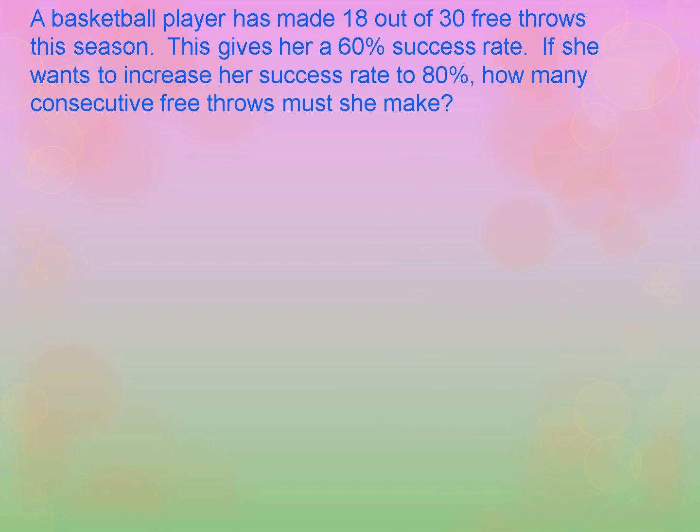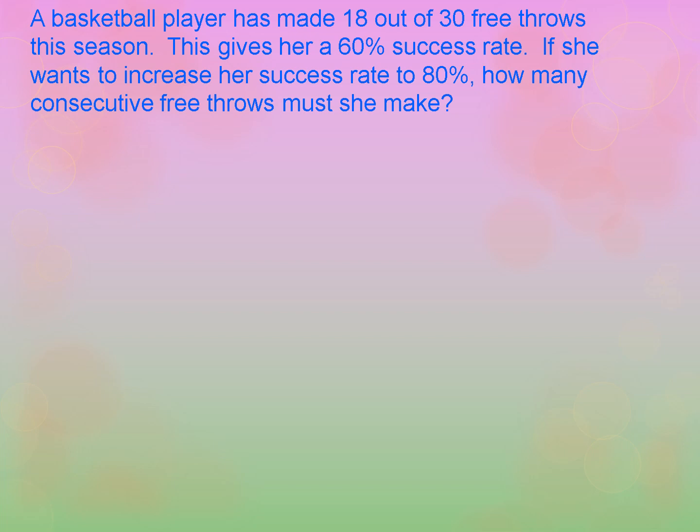A basketball player has made 18 out of 30 free throws this season. This gives her a 60% success rate. If she wants to increase her success rate to 80%, how many consecutive free throws must she make? Okay, now, if you remember back to your week 1 homework, you had a problem like this on your homework, except it was soccer.